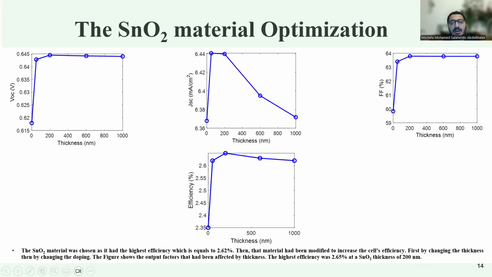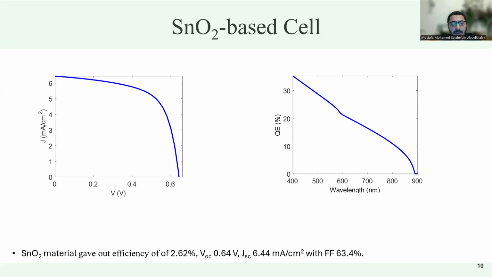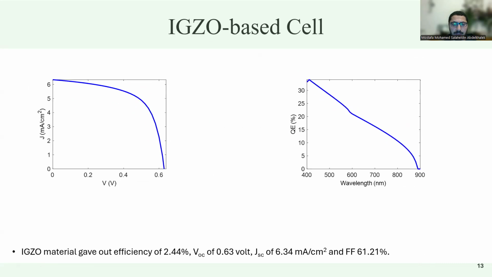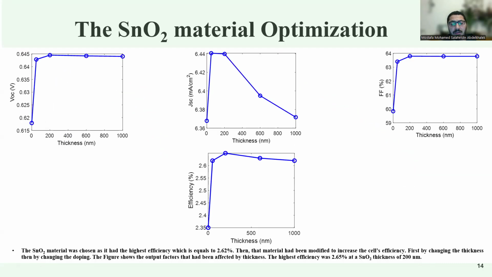So the SnO2 based cell has the highest performance and the highest output performance parameters. So this material is selected. So we will optimize the cell with this material, starting by optimization of the SnO2 material. Firstly, the thickness of the SnO2 material is investigated up to 1000 nanometer.